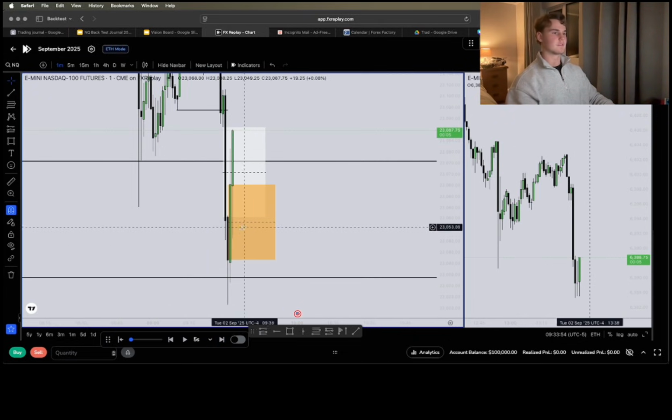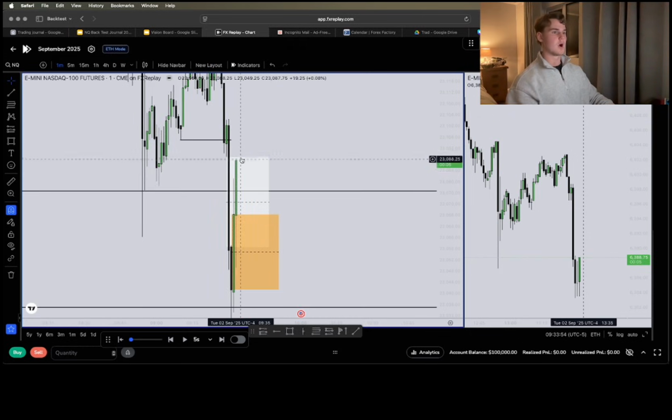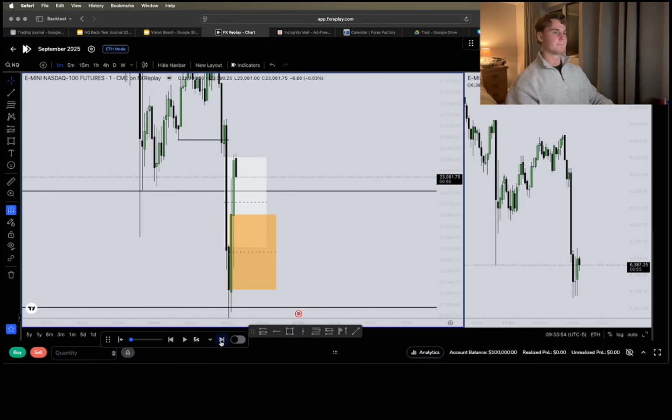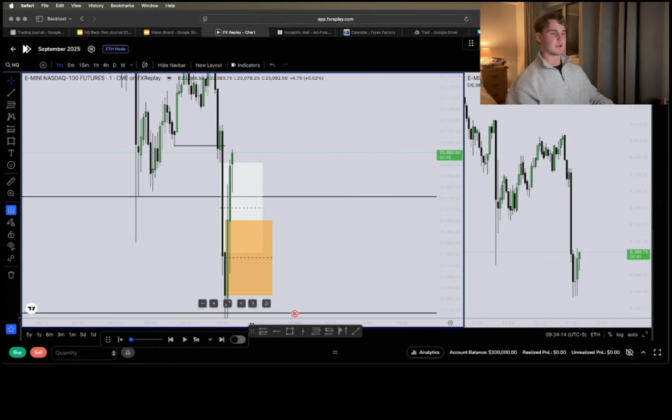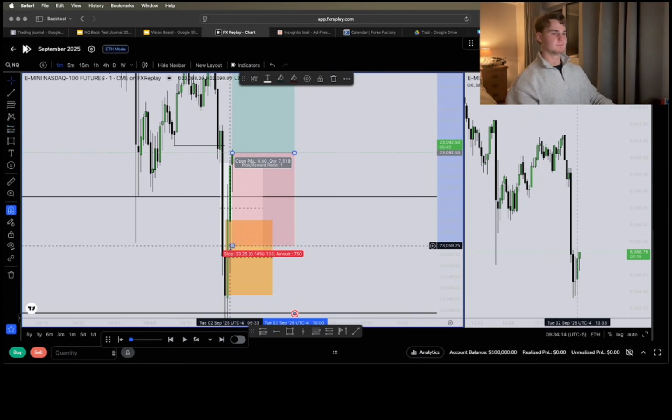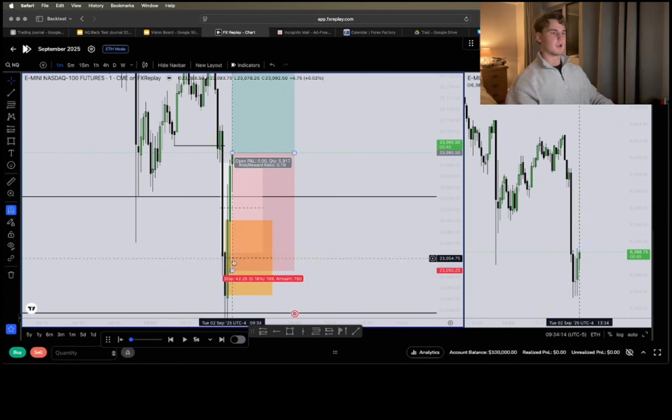We do see the rebalance into the 50% of the order block, displaces higher. Now, I want to see a closure above the SIBI here. No closure. Okay, there you go. Boom. That's my entry. Stop loss goes below the rebalance candle.